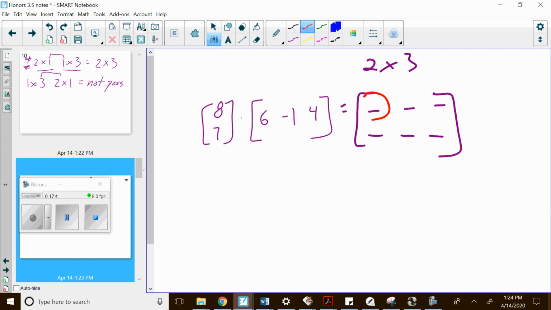To find this element, this is first row, first column. I take the first row and combine it with the first column. And I don't even have multiple numbers here. I just have one number each in each of the row and column. So 8 times 6, which is 48.